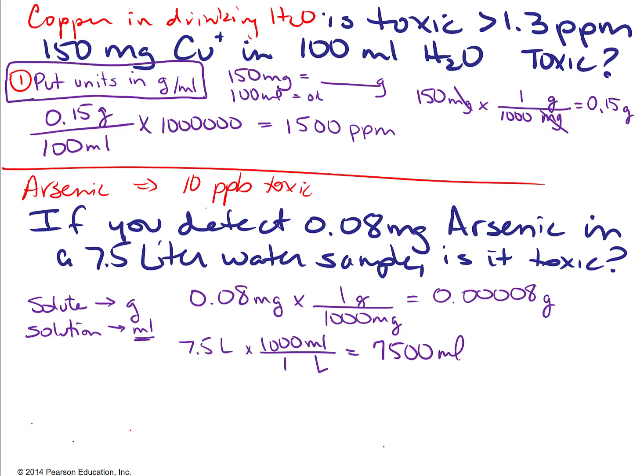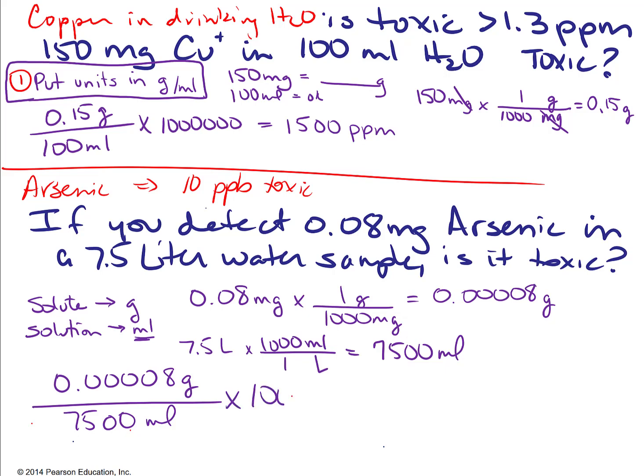So now I have grams and I have milliliters. Divide them. 0.00008 grams divided by 7,500 milliliters. Whatever that is, I'm going to multiply times a 1 with 9 zeros.